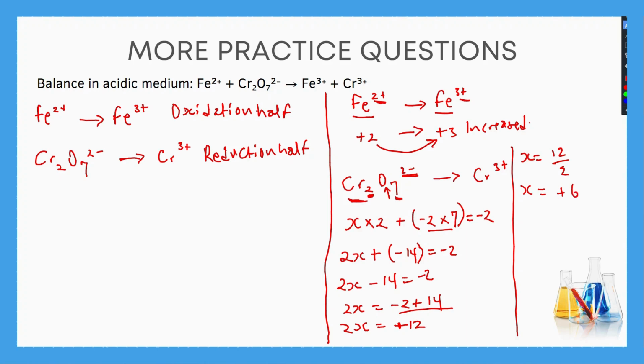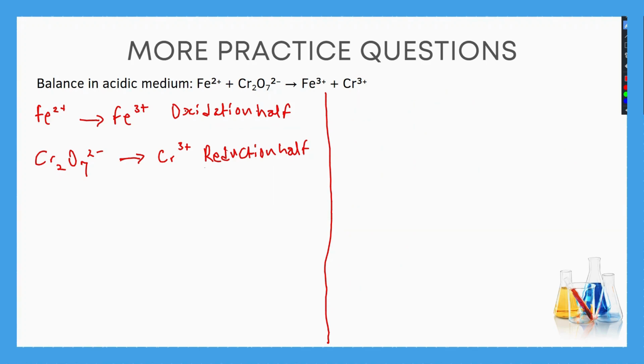So the oxidation number of chromium here is +6. The oxidation number of chromium here, however, is +3. So when something goes from +6 to +3, does it reduce or does it increase? Of course, it reduces. So automatically this becomes our reduction half and this becomes our oxidation half. So the next step now is to go ahead and balance all the other atoms apart from oxygen and hydrogen. Let's do that.